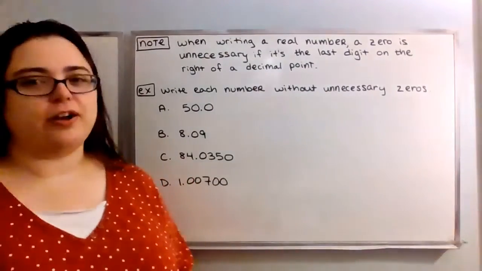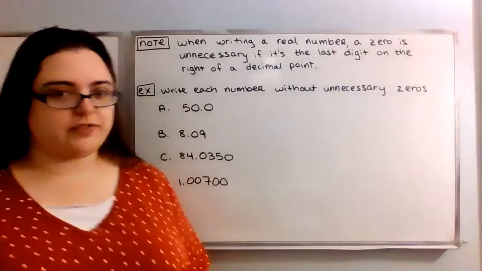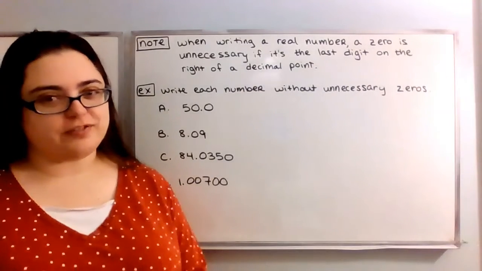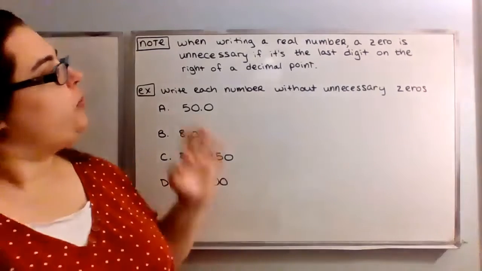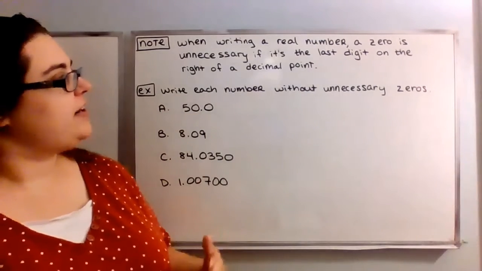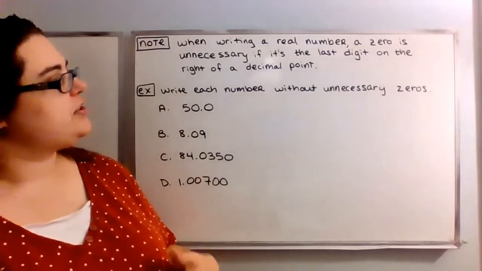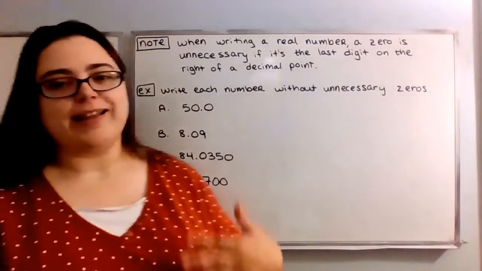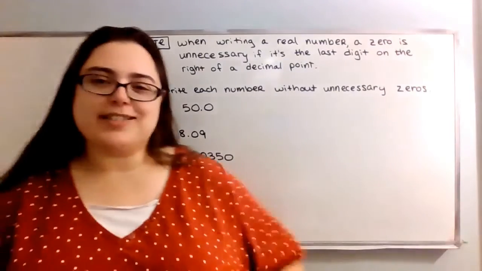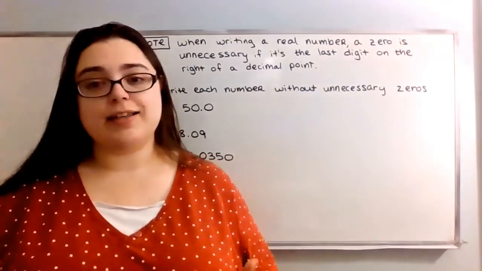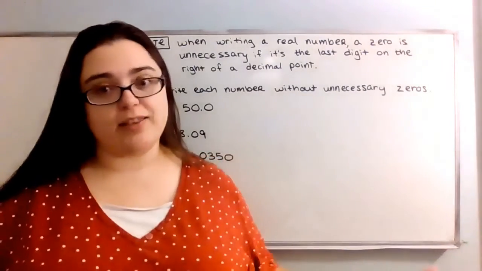So we're going to begin with a note, and as always, if you ever want to pause the video to copy something down, feel free to do so. But let's just walk through this note. It says, when writing a real number, a zero is unnecessary if it's the last digit to the right of a decimal point, or it's the last digit after a decimal point. What we mean when we say it's unnecessary is we can get away without writing that zero.